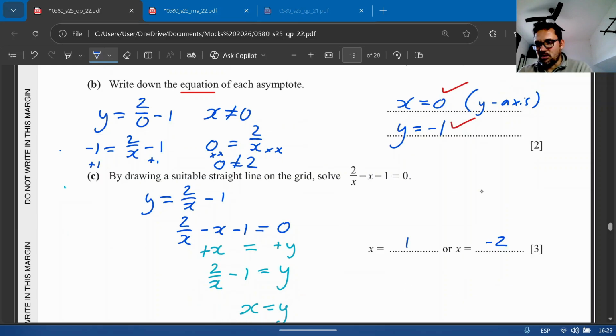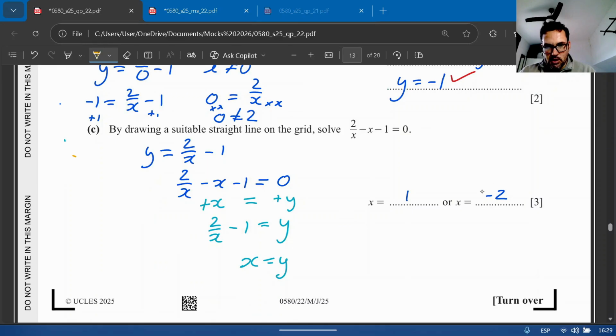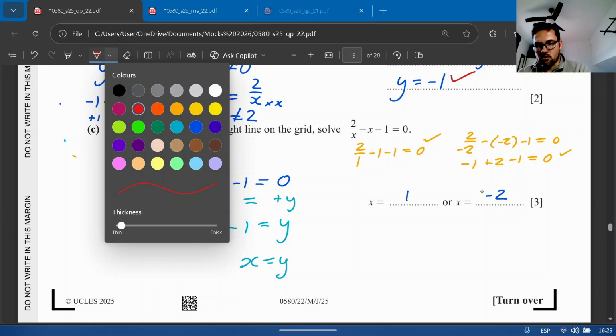We can check if this is correct. Okay, let's see. If x is 1, let's put it there. So 2 over 1 minus 1 minus 1. Does that equal 0? 2 divided by 1 is 2, and 2 minus 1 is 1, minus 1, yes, so that is correct. And if we put in minus 2, minus 2, minus 1, is that correct? 2 divided by minus 2, 2 divided by 2 is 1, so it's minus 1. 2 minuses make a plus. Yes, that is correct as well. See, those are correct values.